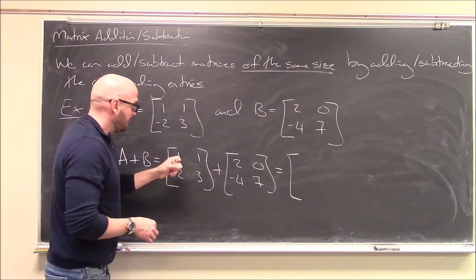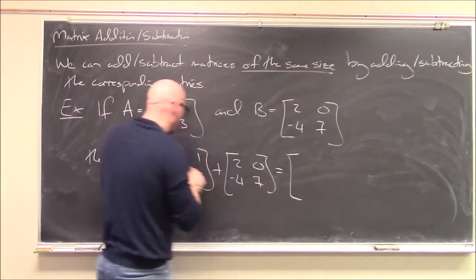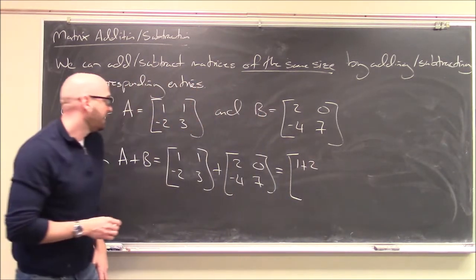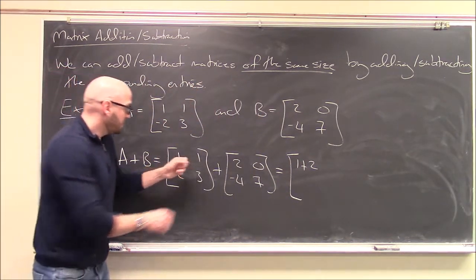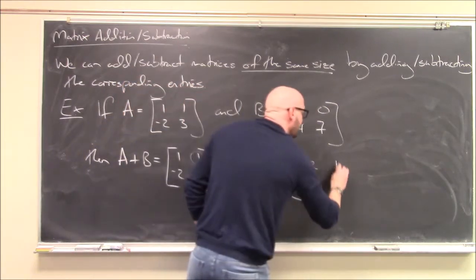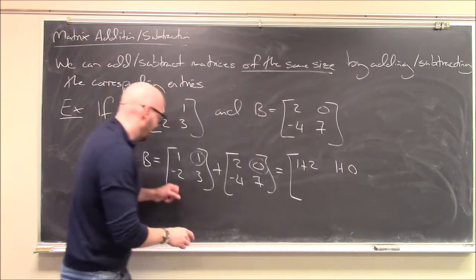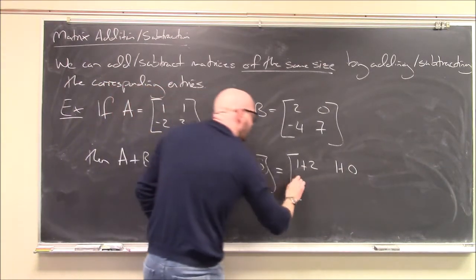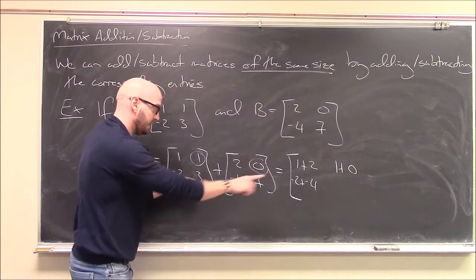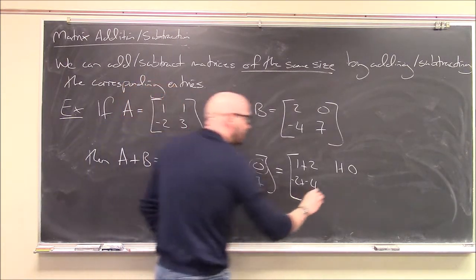So I'm going to have the matrix where my entry in row 1, column 1 is going to be 1 plus 2. The next entry, row 1, column 2, will be row 1, column 2 plus row 1, column 2, so 1 plus 0. Then down here we've got minus 2 plus minus 4. And last but not least, in the last entry, we've got 3 plus 7.